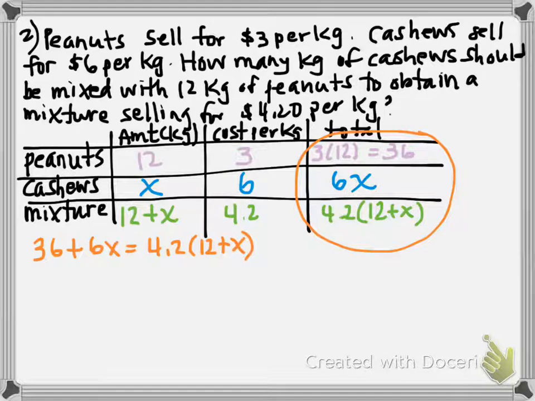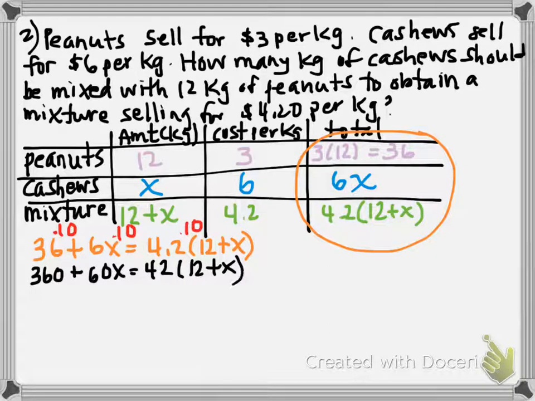Now in this situation, I only have one decimal, but when I multiply 4.2 by 12, it's not going to make the decimal disappear. So I am going to multiply by a value that has 1 zero to get around that one digit. So I'm going to multiply everything by 10. So that brings me to 360 plus 60x equals 42 times the quantity 12 plus x.